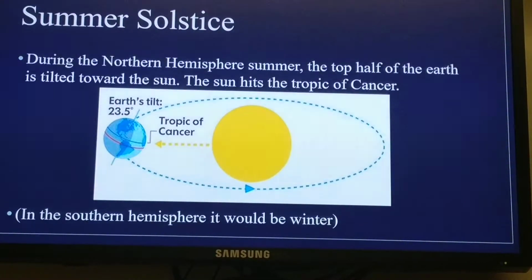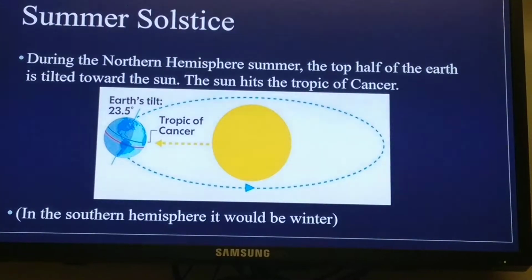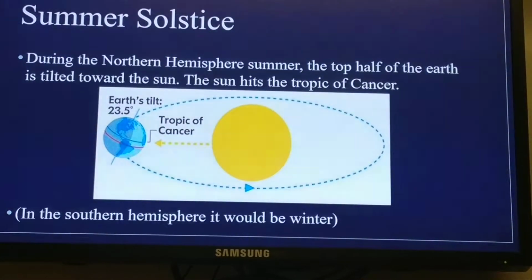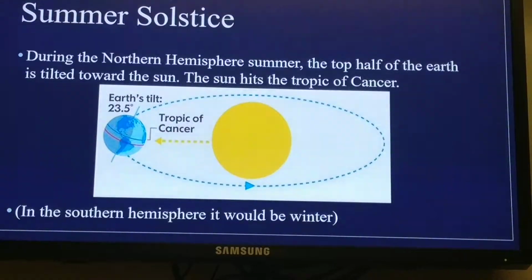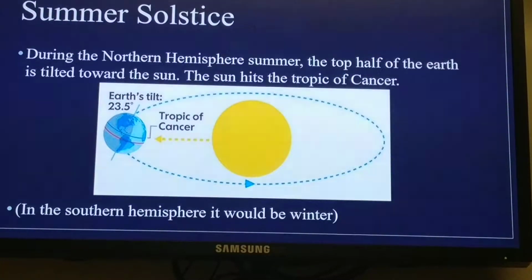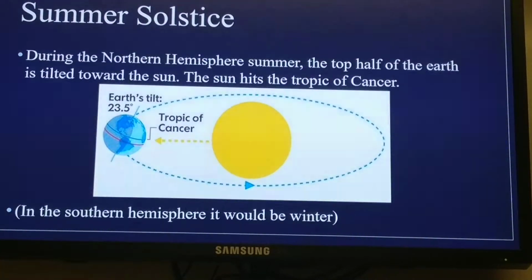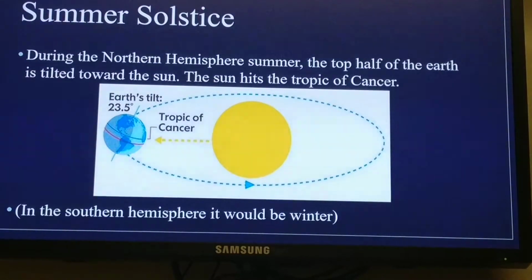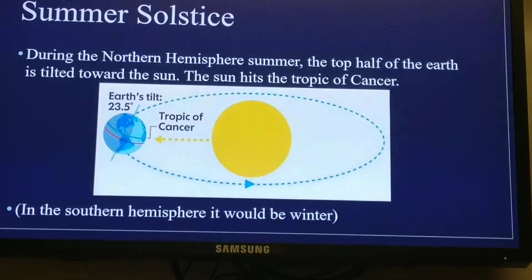Summer solstice. During the northern hemisphere summer, the top half of the Earth is tilted towards the sun. The sun hits the Tropic of Cancer. So in the southern hemisphere, it would be winter. But for the northern hemisphere, this is when we experience summer.